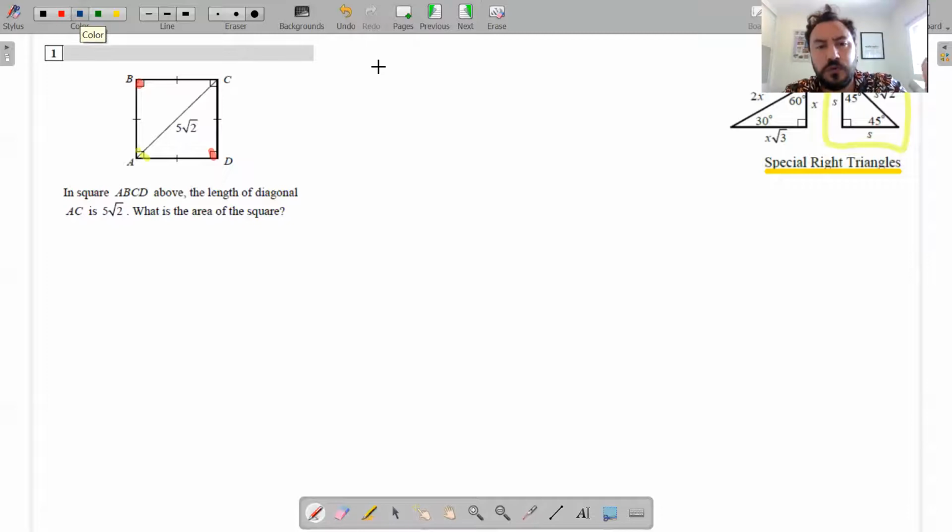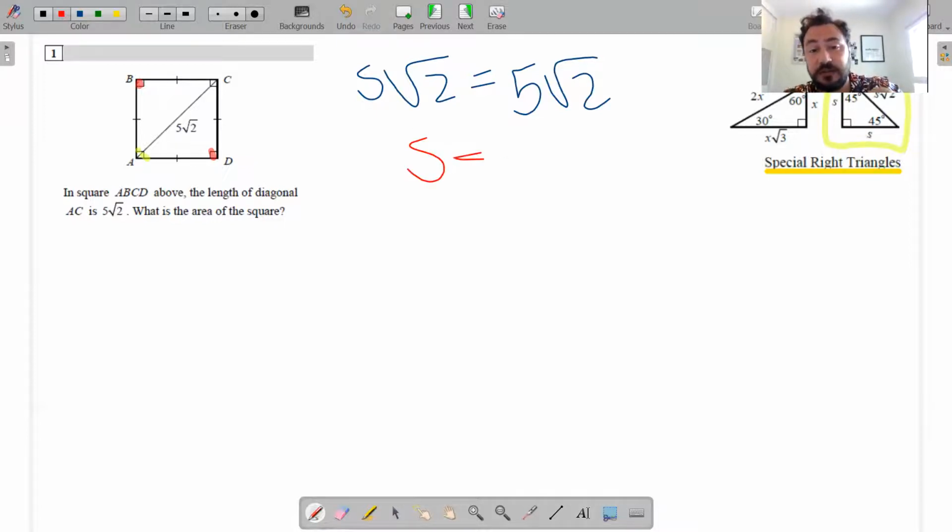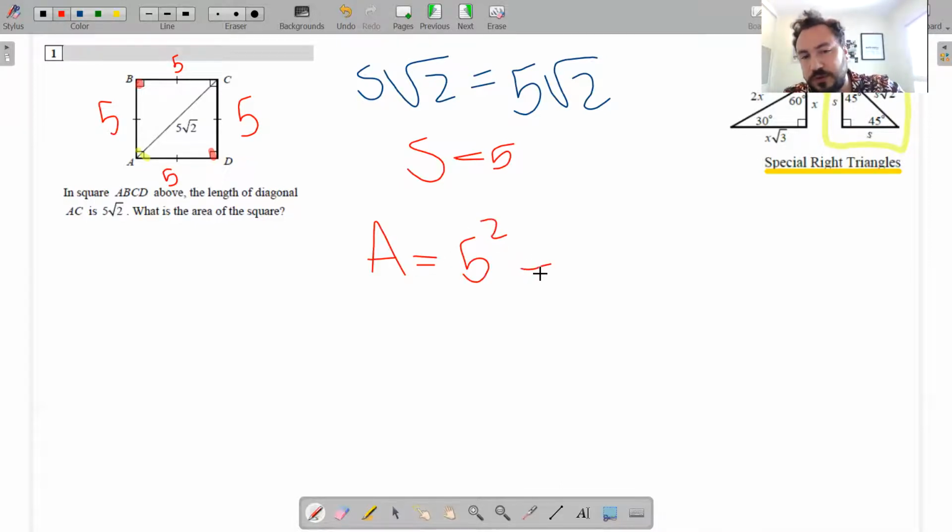So we just need to do s square root of 2 equal to 5 square root of 2. That will lead us to the side being equal to 5, which is also the dimension of each side of this square. So the area of this square will be just 5 to the power of 2, which is 25. That's all.